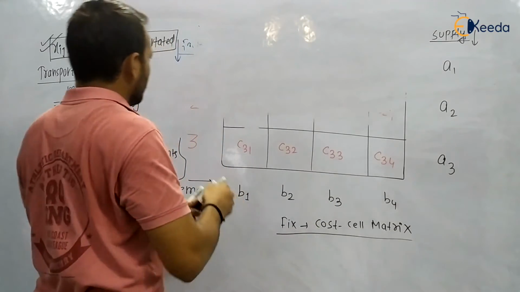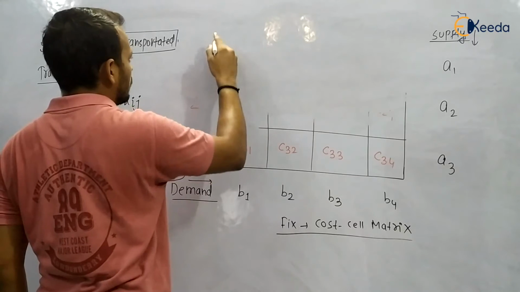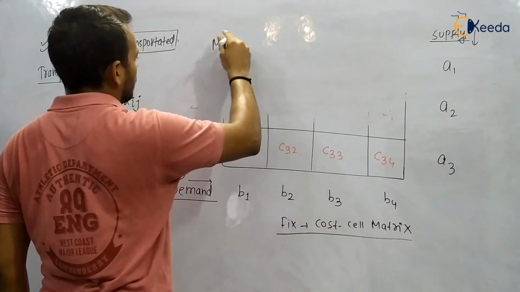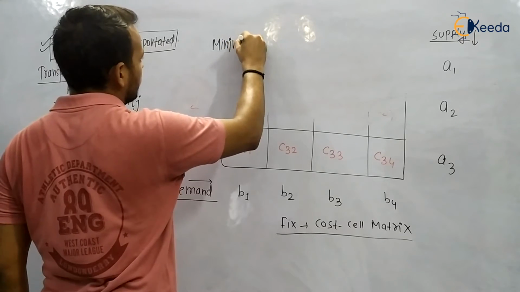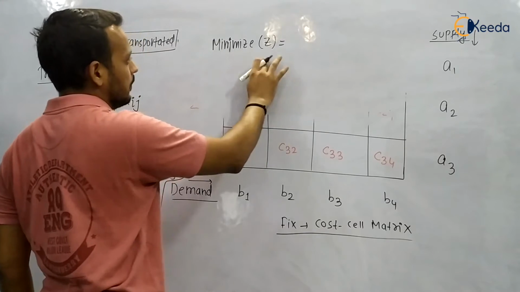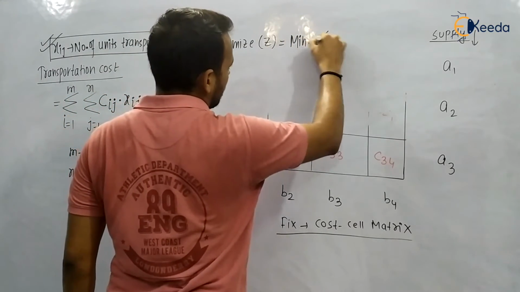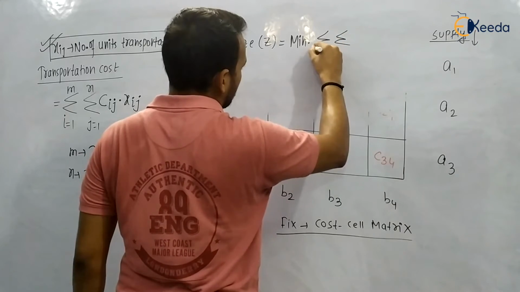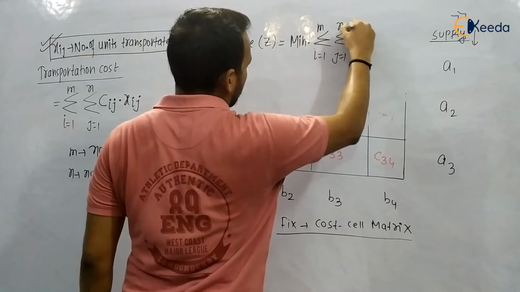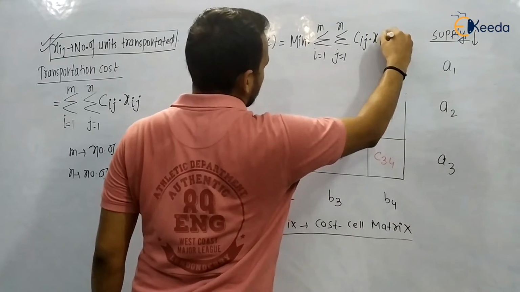The aim is to minimize the transportation cost. So the answer is going to be minimize Z. Our objective function is cost, so we will minimize it, minimize Z, and the answer is minimum of total summation of i equals 1 to m, j equals 1 to n, Cij into Xij.